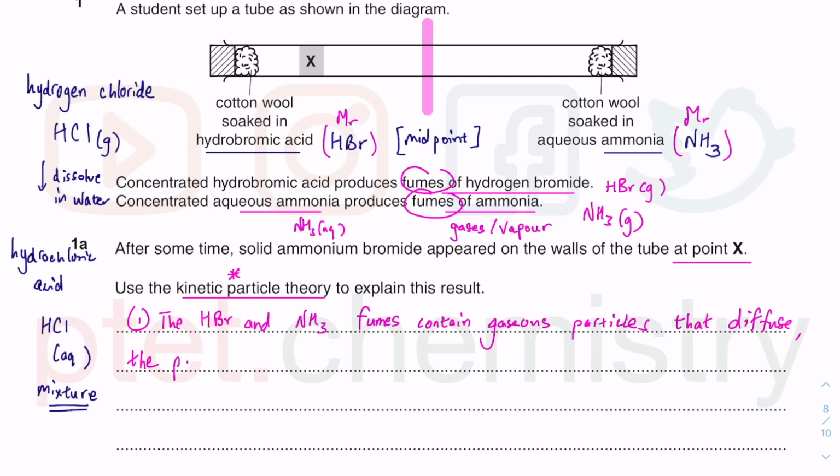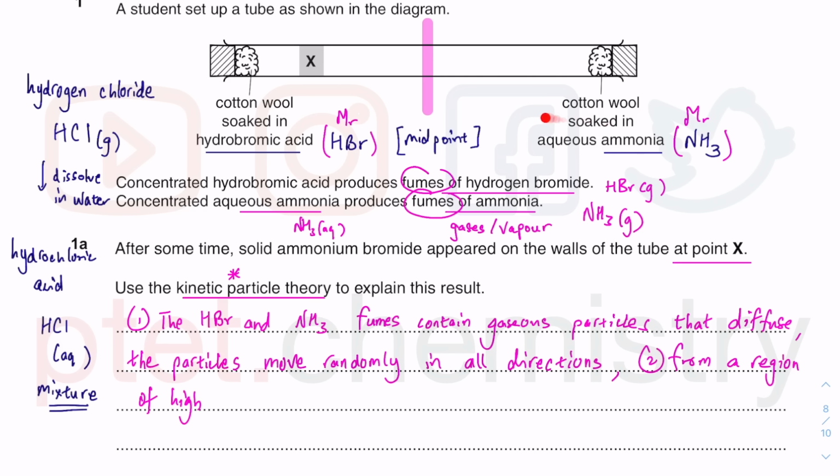The particles move randomly. So I'm talking about the essay on diffusion. The particles move randomly in all directions. But then we know that it's from a region, so the point number 2 is from a region of high concentration. That means ammonia starts from here. This is where ammonia is highest in concentration. It will spread towards the region of low concentration for ammonia.